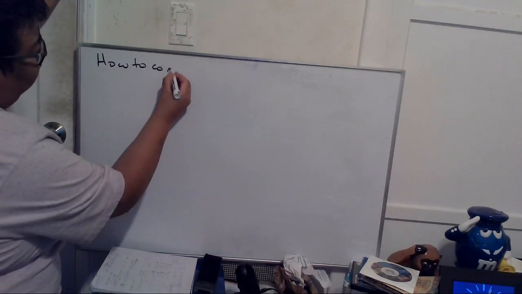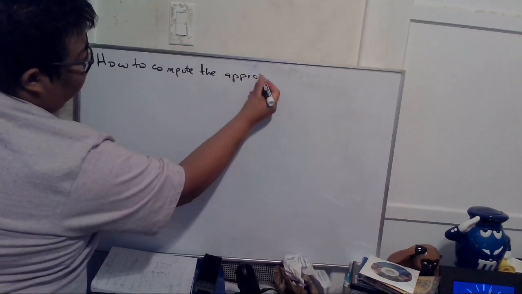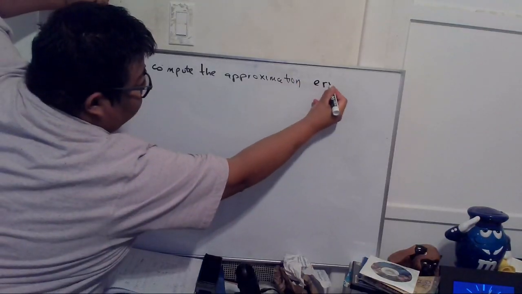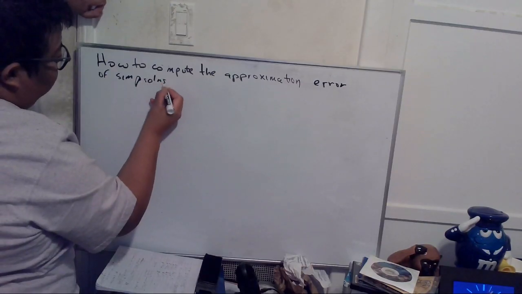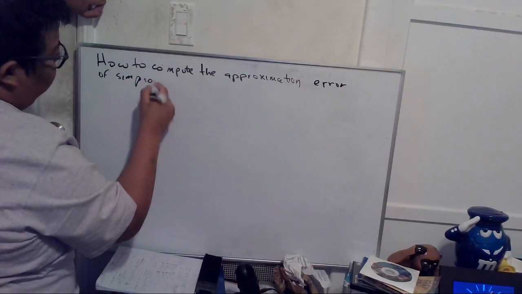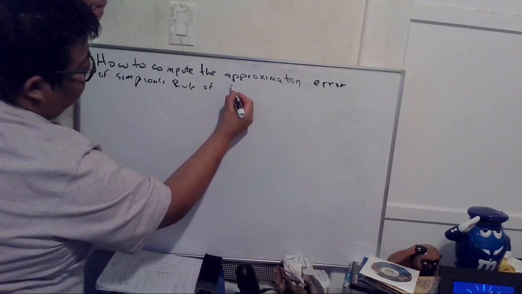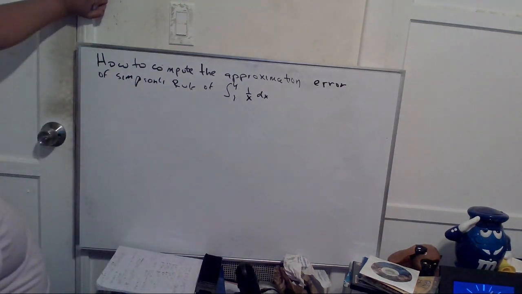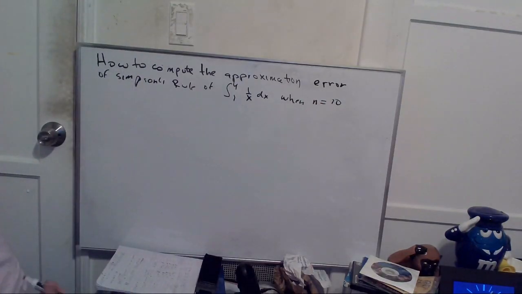In this video I'm going to teach you how to compute the approximation error of Simpson's rule of the integral going from 1 to 4 of 1 over x dx, when n is equal to 10.